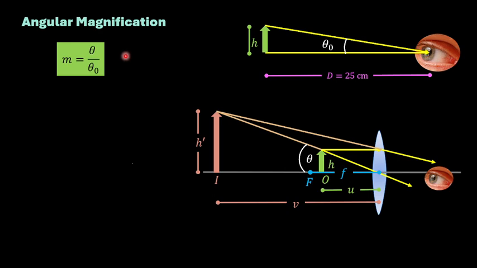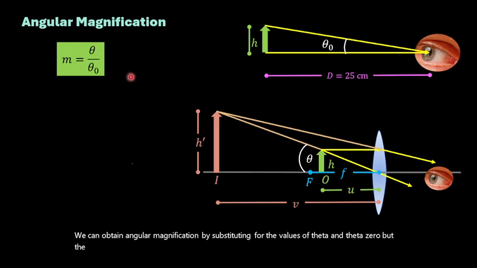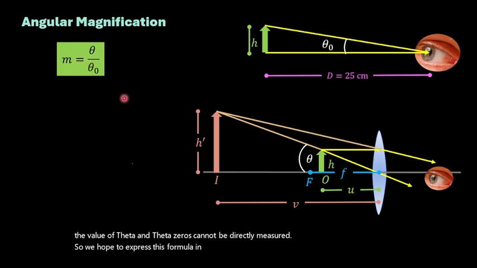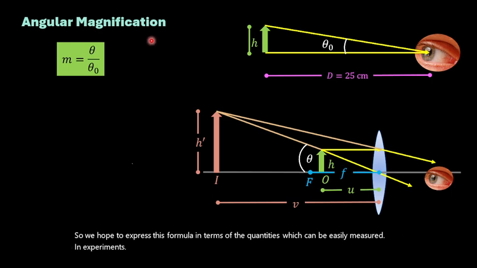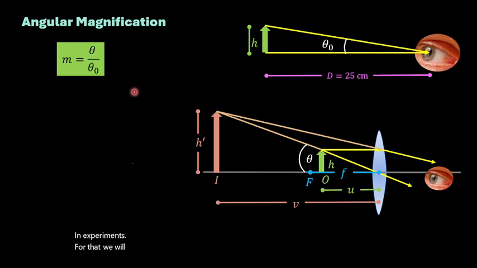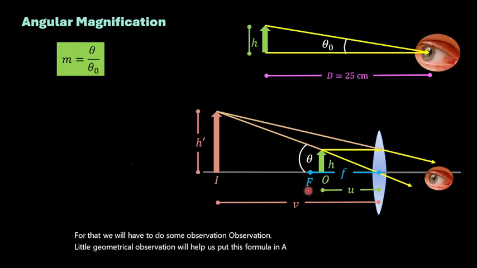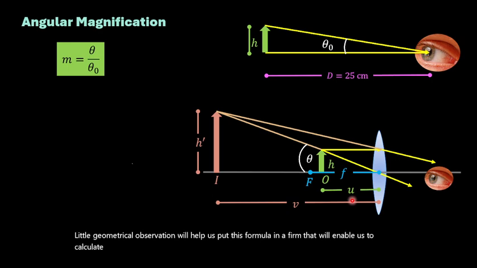We can obtain angular magnification by substituting for the values of theta and theta 0. But the values theta and theta 0 cannot be directly measured. So we hope to express this formula in terms of quantities which can be easily measured in experiments. For that, we will have to do some observation. A little geometrical observation will help us put this formula in a form that will enable us to calculate magnification experimentally.